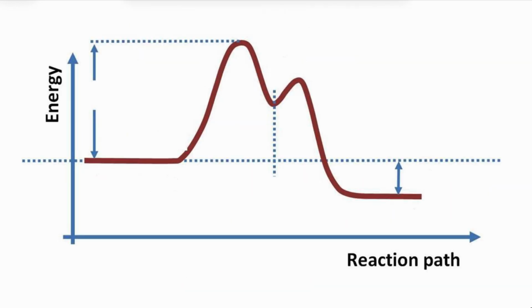Take, for instance, the following reaction pathway. A difference you'll notice between this and the last reaction pathway is that we see two different peaks for our curve. What this means is that we're actually now looking at the individual elementary steps for an overall reaction.